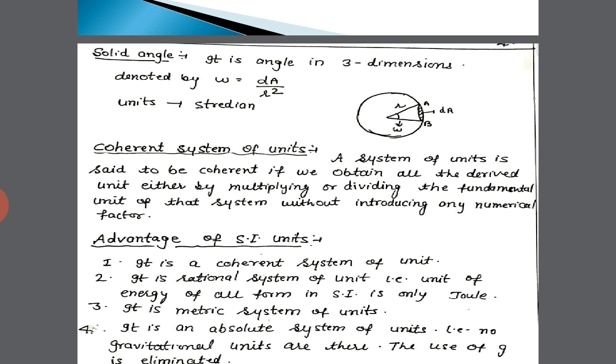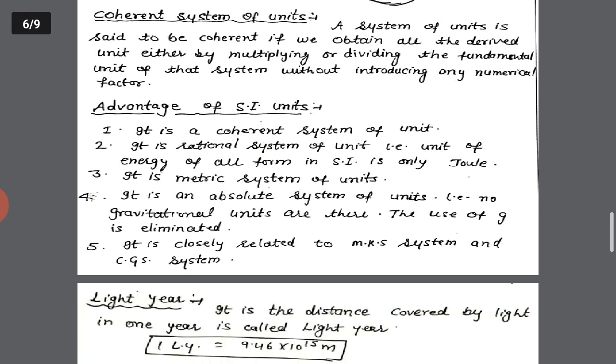Now we will study the coherent system of units. A system of units is said to be coherent if we obtain all derived units either by multiplying or by dividing the fundamental units in the system without introducing any numerical factors. Okay, got it? Coherent means the same type of units. Advantages of SI units: it is a coherent system of units, it is a rational system of units, the unit of energy for all forms, and the SI unit is only joule.